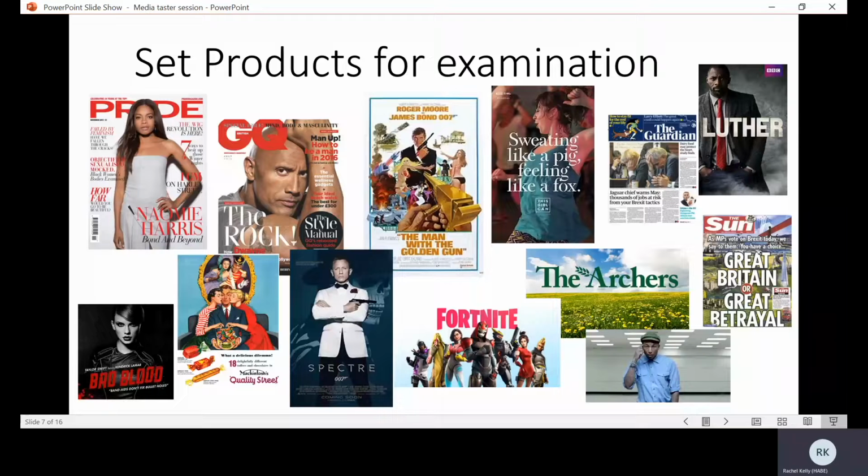We look at The Archers, which is the radio product which we study, and we look at Luther for TV, and Bad Blood and Freedom by Pharrell for the music videos and online media. And we go into quite a lot of detail for each of those products. So hopefully you see something there that you think you might enjoy studying, hopefully more than one.